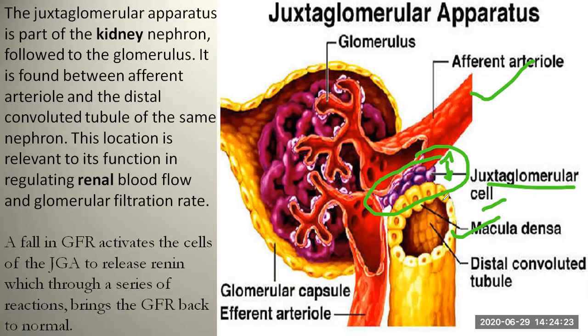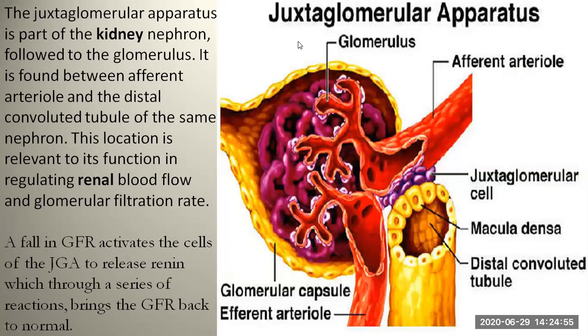Another thing: what is the role of the juxtaglomerular apparatus? When the glomerular filtration rate becomes slow or fast, at that time it secretes the substance renin, by which the glomerular filtration rate can be maintained. GFR can be maintained by this JGA. This is the basic function, and we will also read it in this slide.